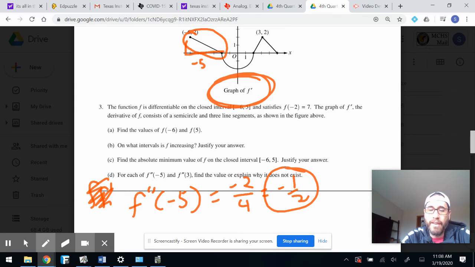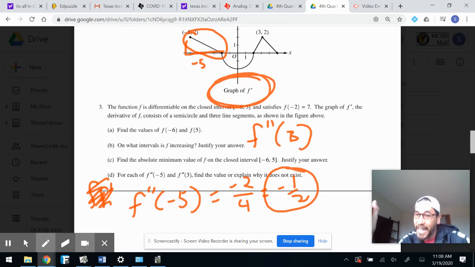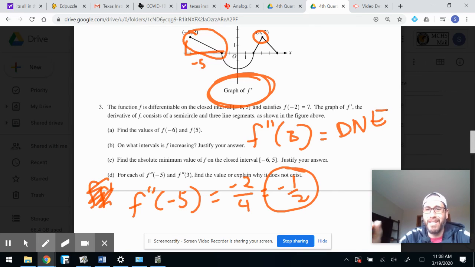Okay, let's do f double prime of 3. Oh, sweet, a pointy place, right? And there's a pointy place right there. If it's a pointy place, that's DNE, it does not exist. Why? It's a pointy place.